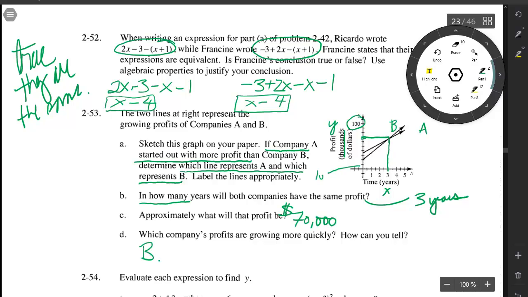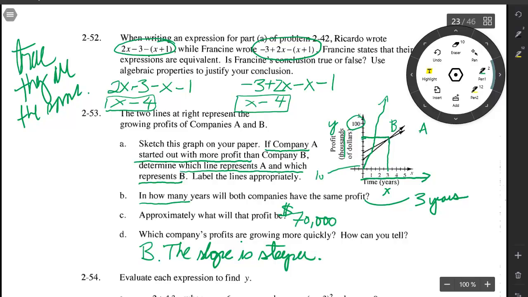How can you tell? Well, the slope is steeper, meaning it will cover more dollars in a shorter amount of time, right? So as time goes forward, we talked about this a lot the first 2 weeks, if you want to make more money over a shorter period of time, you need to be steeper, right? And B is a lot steeper than A. It's at an angle closer to 90, right?